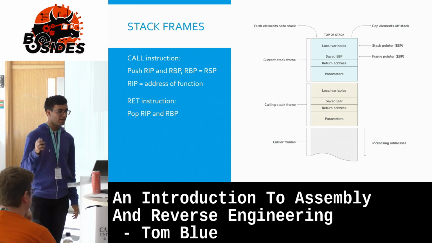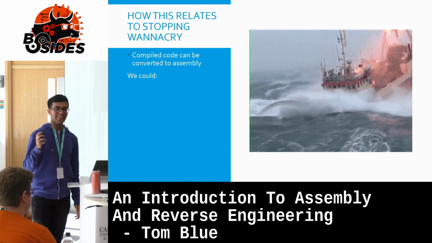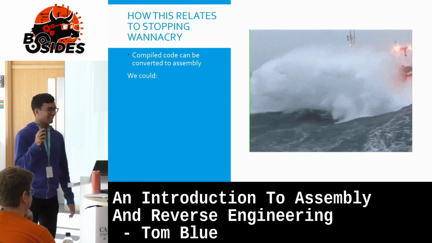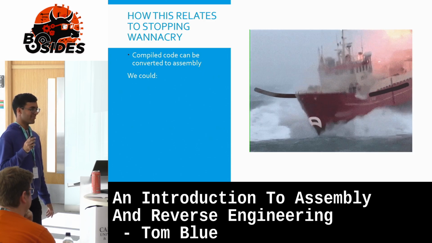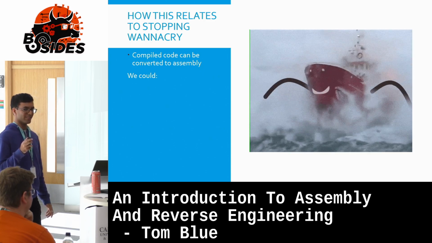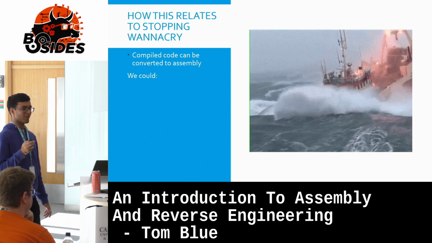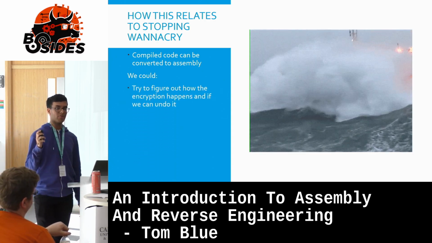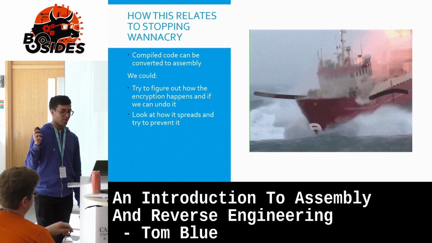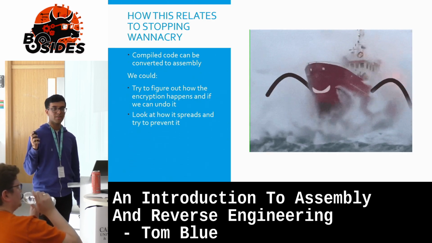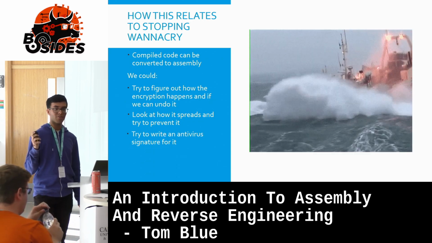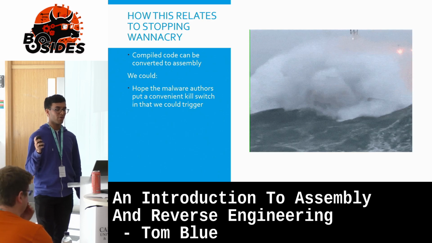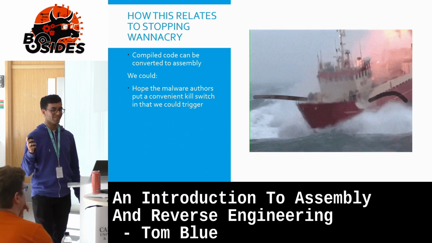So I didn't know what to put here as an image. Compiled code can be converted into assembly. There's a one-to-one correlation. How does this relate to stopping WannaCry? We could try to figure out how the encryption happens and see if we can undo it. We could look at how it spreads and try to prevent it. We could try to write an antivirus signature for it. Or we could hope that the malware authors put a convenient kill switch that we can trigger.